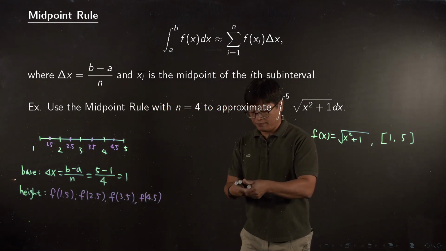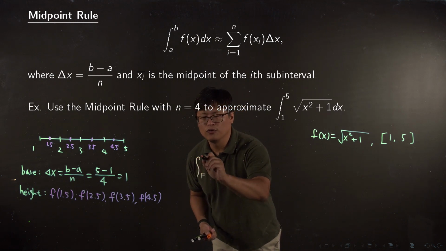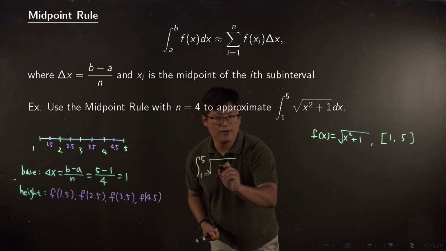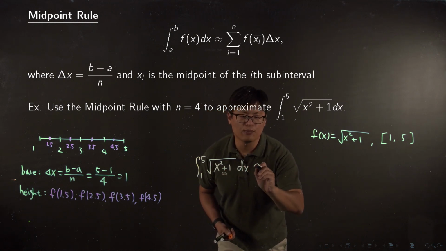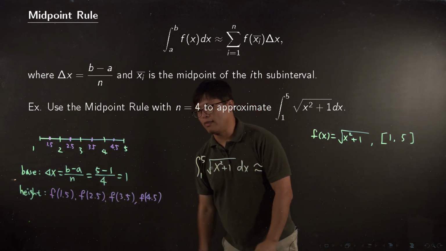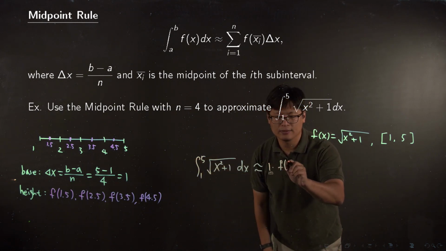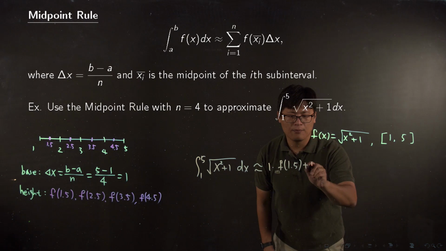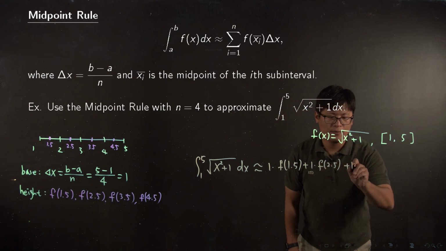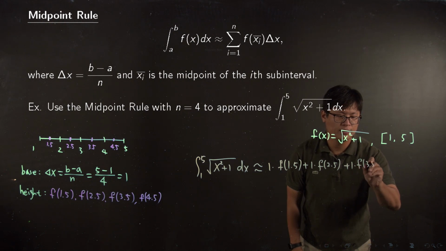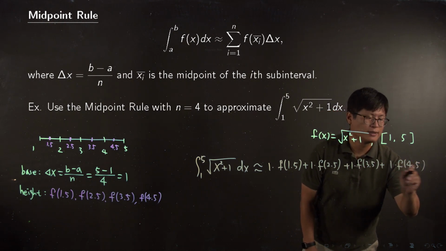Here we go. The integral from 1 to 5 of the square root of x squared plus 1 dx can be approximated by the area of the rectangles: base times height, base times height, base times height, and base times height.